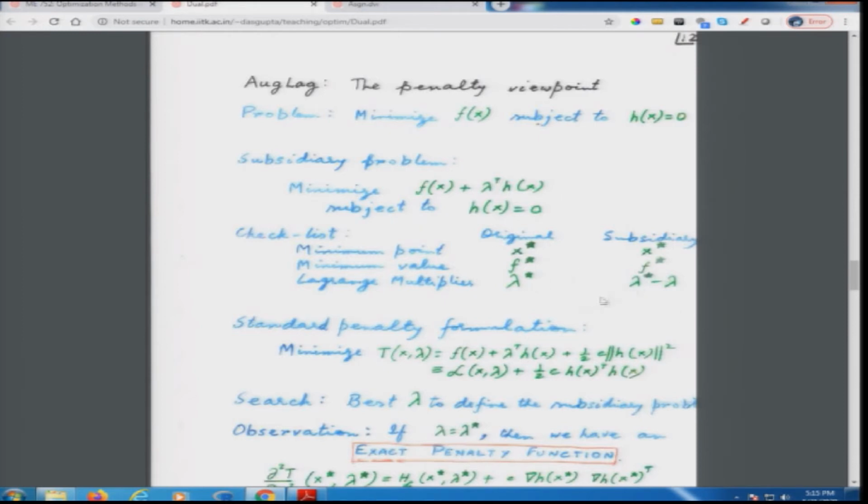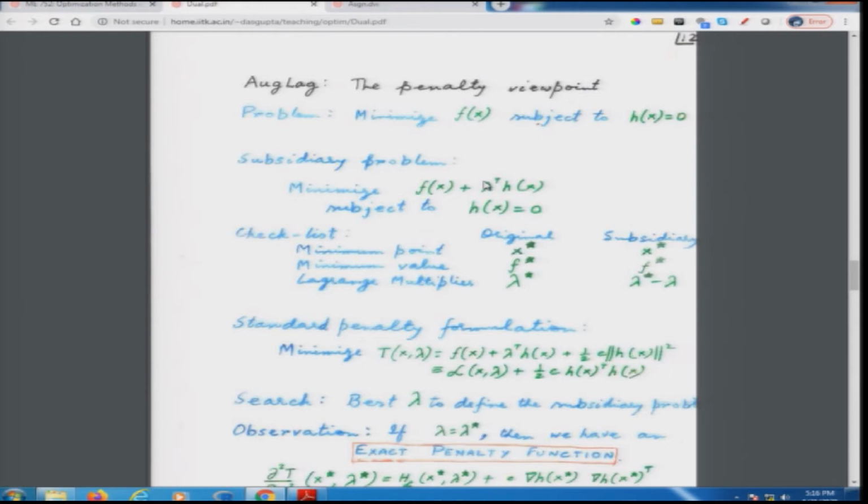Now, this subsidiary problem we are going to solve with the help of the ordinary penalty method, except that the penalty parameter we will not increase indefinitely. That gives you this function plus the penalty term, and this happens to be the augmented Lagrangian of the original problem. So, this is the Lagrangian plus this penalty term. Now, we look for the best lambda to define the subsidiary problem.